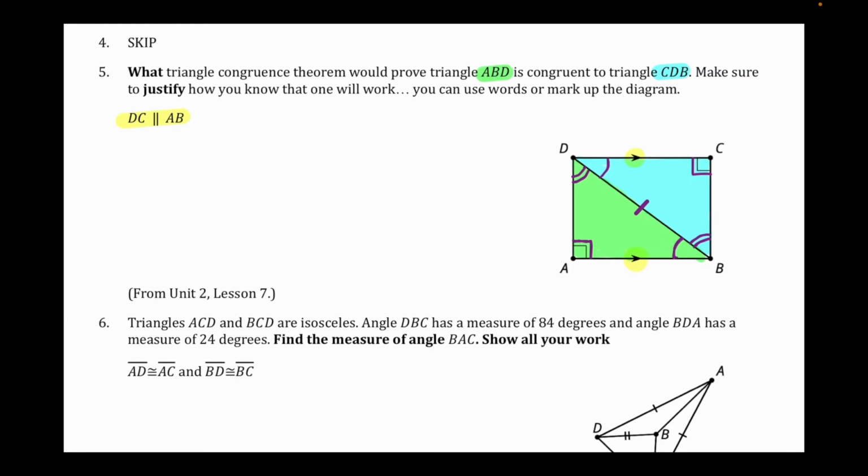So I can say segment DB is congruent to segment DB. And I'm going to call this, I'm just going to say reflexive property, because that's shorter than me writing out every segment is congruent to itself.